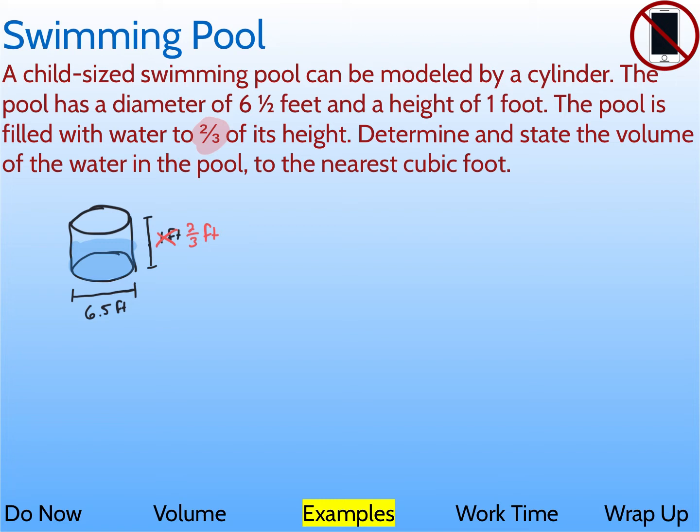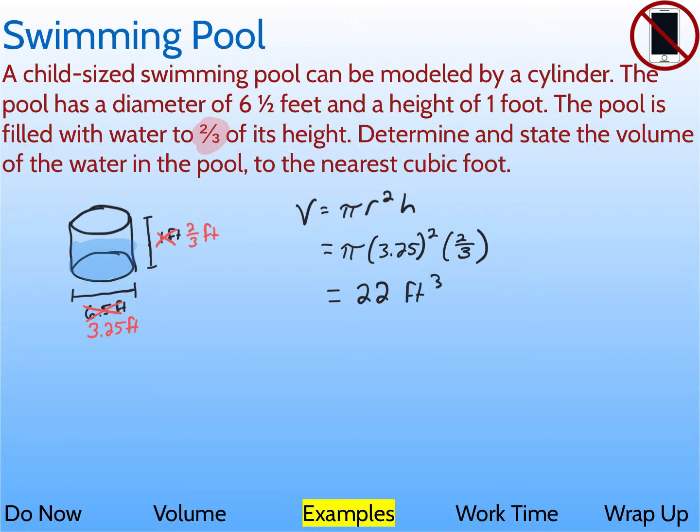Now, in order to do that, we need the formula, volume equals pi r squared times the height. So first off, we're given the diameter, so we need to find the radius. So from that, not 6.5, cut that in half, 3.25 feet. So the problem we're actually going to be solving here is pi times 3.25 squared times 2/3. And then we put that in the calculator and we get about 22 cubic feet of water.